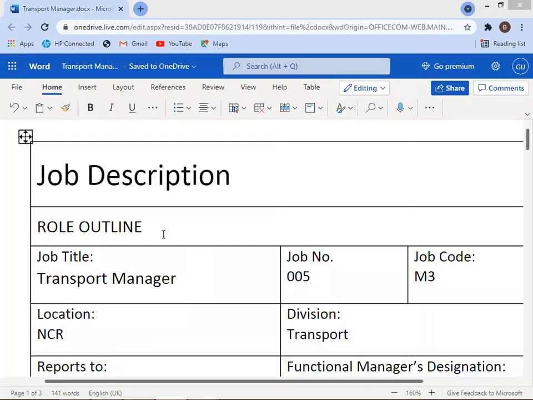Hey everyone, Bob here again. This time around, I would like to do a job description writing exercise. And the role that we're going to write is for the transport manager.